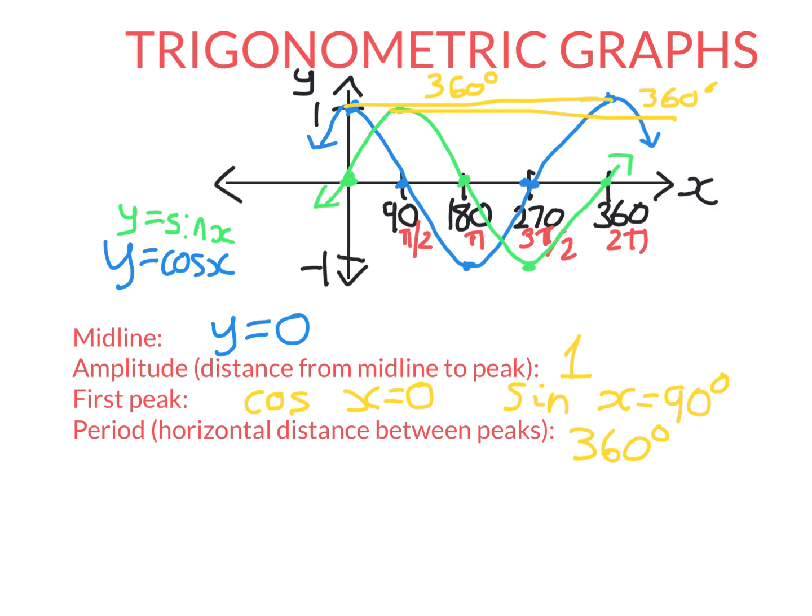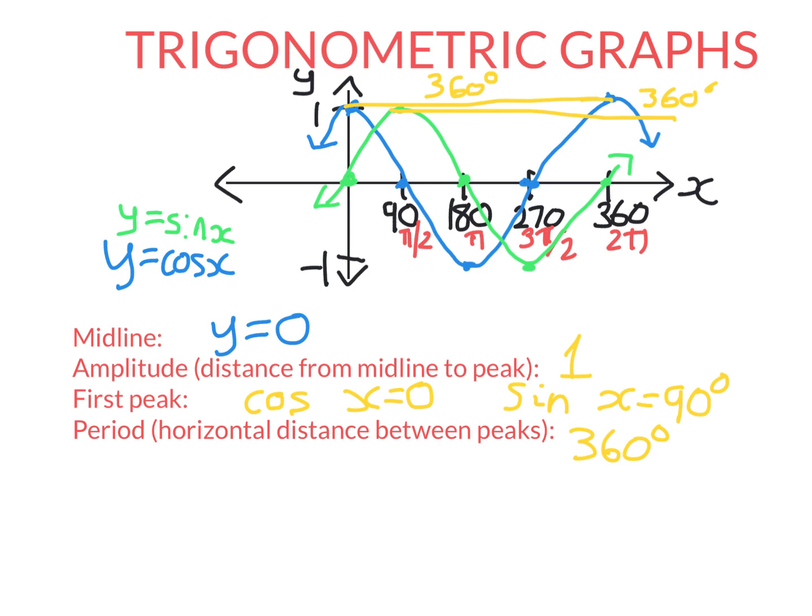Now I just want to make the point about whether you're graphing in degrees or radians. For y equals cos x and y equals sine x, if you graph in radians instead of degrees, the graphs will look the same. The only difference is the scale along this x-axis. We would use the red scale if we were graphing in radians and the black scale if we were graphing in degrees.